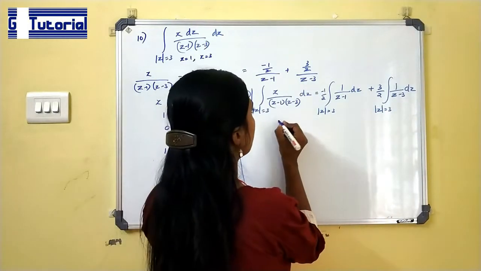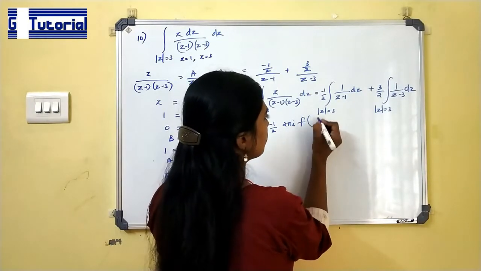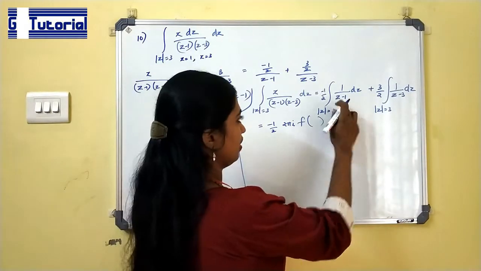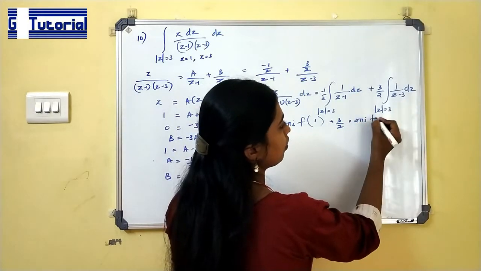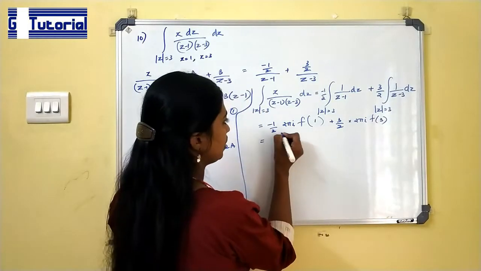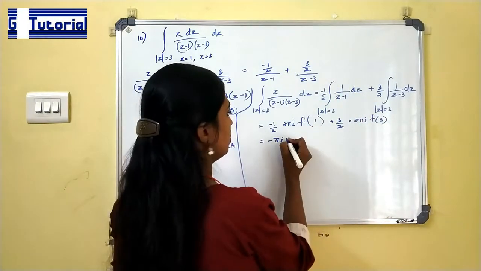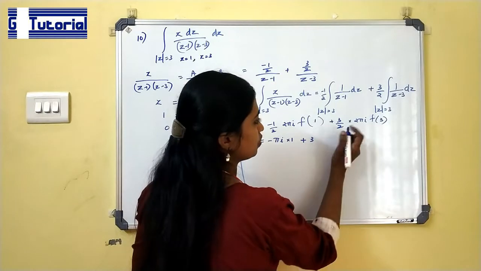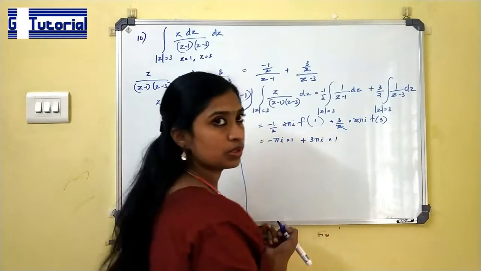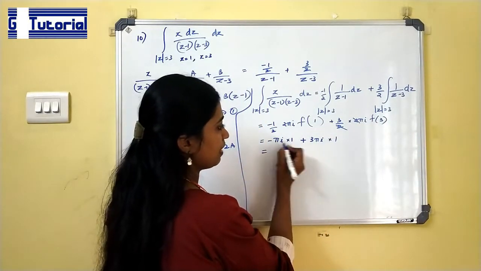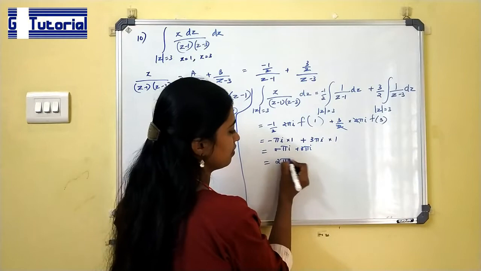By Cauchy's integral formula, the value of this integral is minus 1 by 2 into 2 pi i into f of 1, here the pole is 1, plus 3 by 2 into 2 pi i into f of 3, here the pole is 3. The 2 and 2 get cancelled, so minus pi i into f of 1, and the function here is 1, so f of 1 is also 1, plus 3 pi i into f of 3, and here also the function is 1, so it is 1. So minus pi i plus 3 pi i is equal to 2 pi i. This is the required answer.